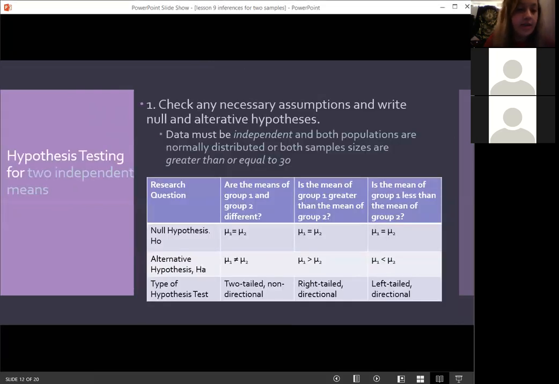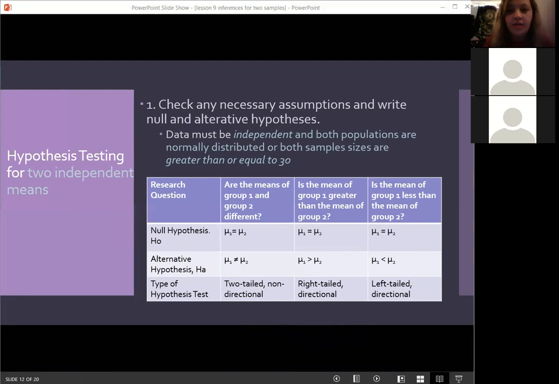Okay, and then once again, we're going to go through that 5-step hypothesis testing procedure, and it's going to be for our two independent means. So remember, we do have to have these quantitative variables, and the assumptions that have to be met for two independent means are that the data has to be independent of each other, and then both populations have to be normally distributed, or if they're not normally distributed, you have to have a large enough sample size. So we usually use 30 in order for us to make that decision, that it's a large enough sample size to kind of cancel out the skewedness there.